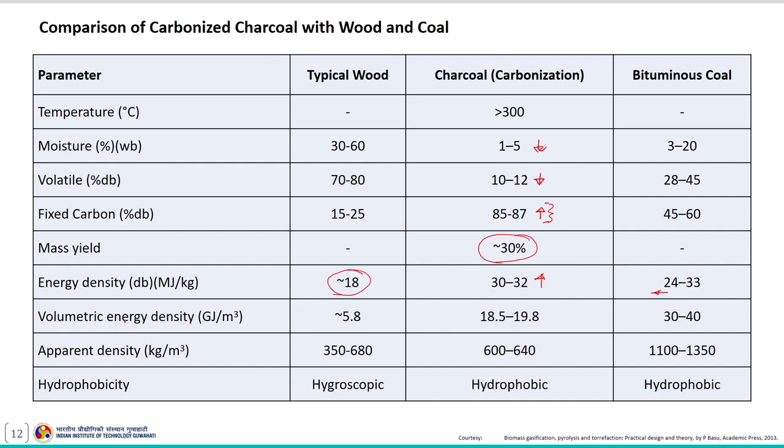And the volumetric energy density here is significantly high compared to that of the original feedstock material, but it is relatively lower than the coal sample, whereas the apparent density is quite high in the case of the charcoal, but compared to the coal it is relatively low. And the charcoal is hydrophobic in nature, similar to the coal, because the biomass is hygroscopic in nature.